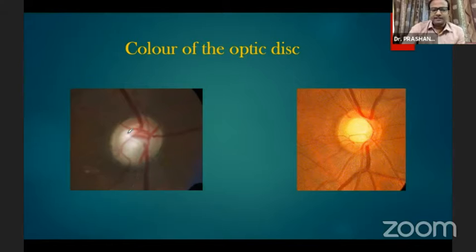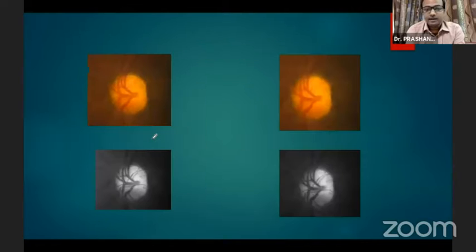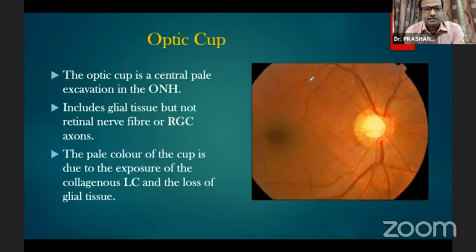And according to Greenfield criteria, if you have significant pallor along with a significant drop in vision, you must do neurological imaging to rule out other causes of disc pallor. So this is a disc picture which shows sectoral pallor here, and this area. This is suggestive of a non-arteritic anterior ischemic optic neuropathy, and we must do neurological imaging in such cases.